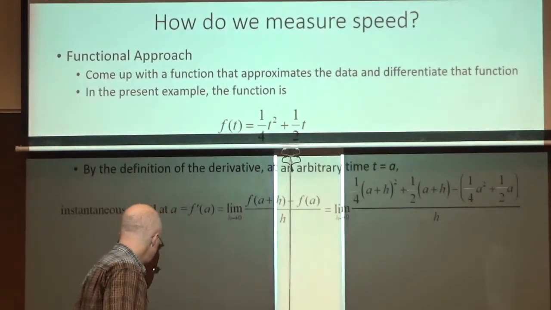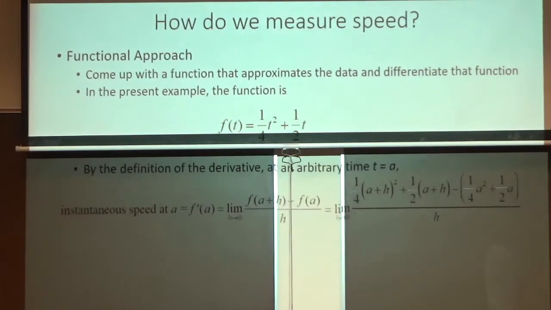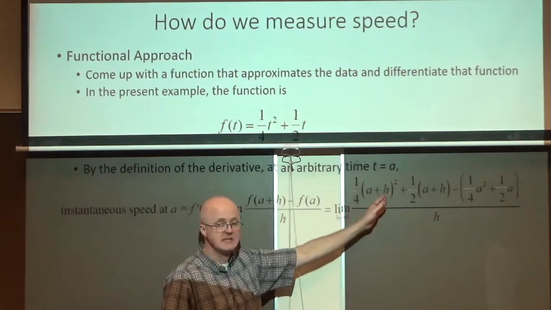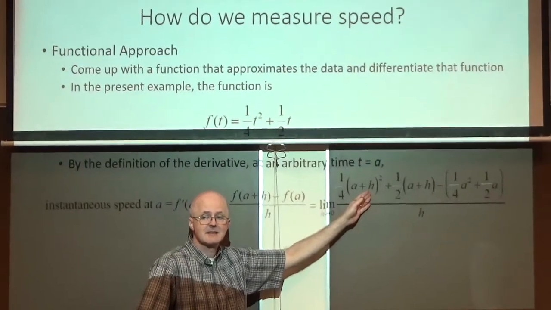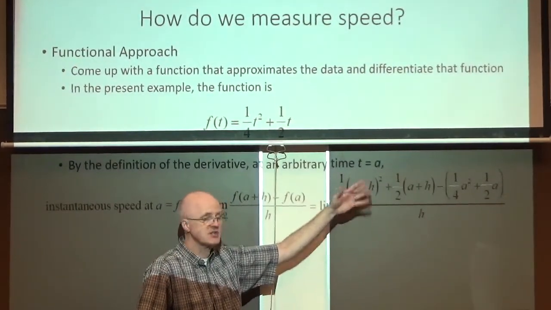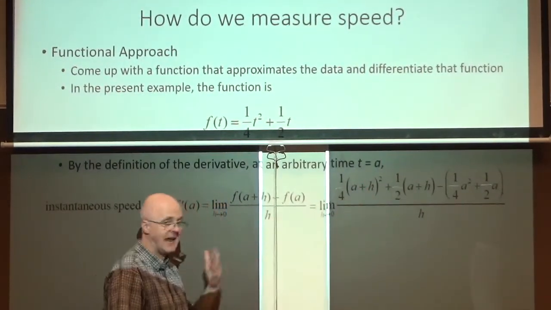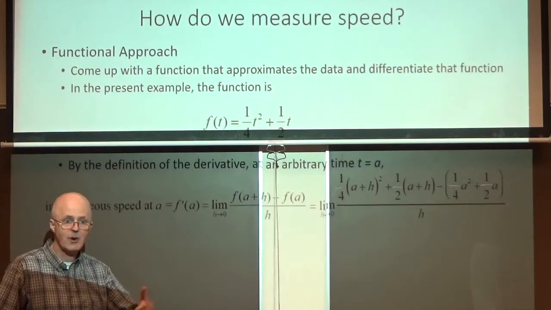Probably the fraction symbols continue to be missing here, so I'm going to continue on the board. Next step is just simplify. Expand out the a plus h quantity squared. Use FOIL, F-O-I-L. First, outside, inside, last. A plus h times a plus h. You'll get a squared plus 2ah plus h squared.